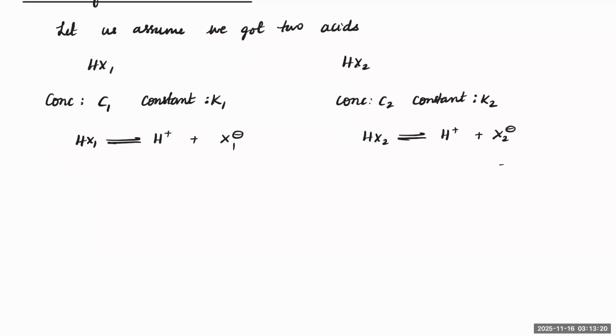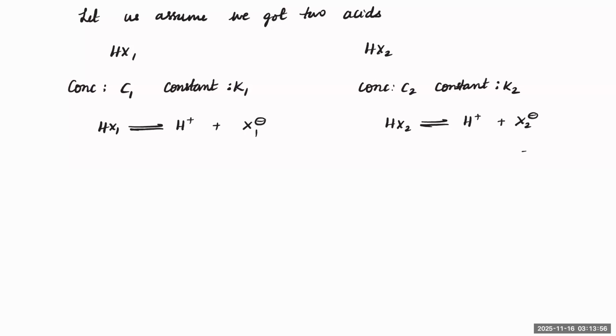Check this out. Assume that we got two acids here. One acid is HX1 and the other is HX2. These are the two acids. Both of them are weak. Both have concentration C1 and ionization constant K1, and concentration C2 and ionization constant K2. And these concentrations are after the mixing. It is not before mixing. After the mixing, their new concentrations are C1 and C2. Keep writing along with me, everybody.